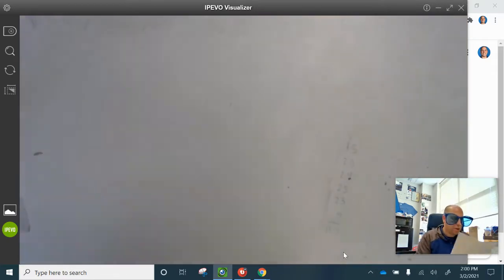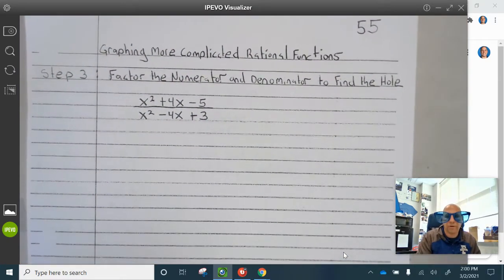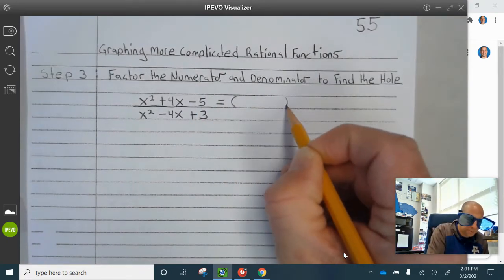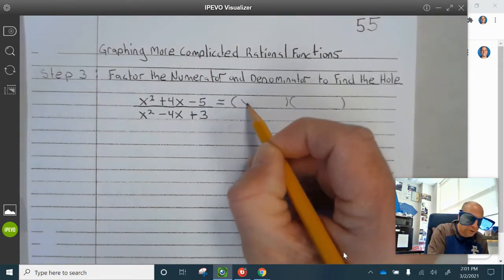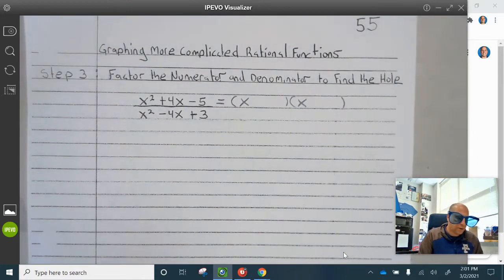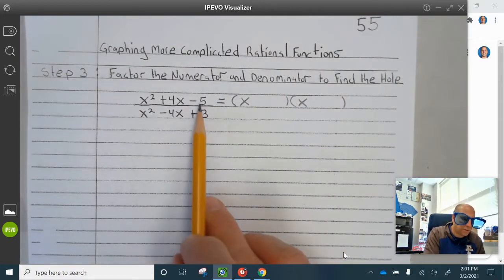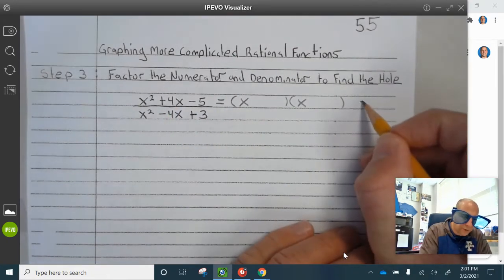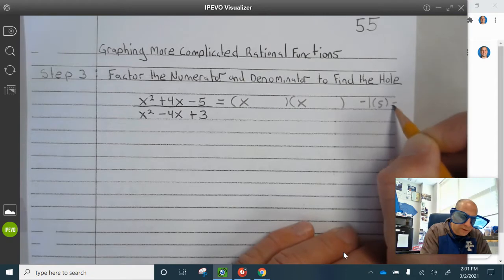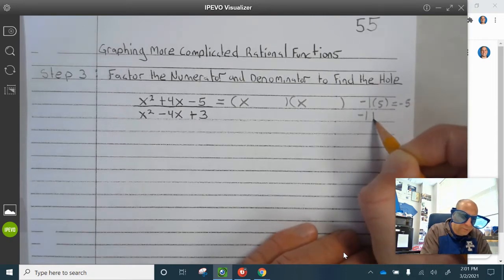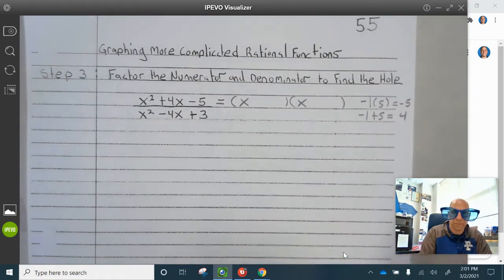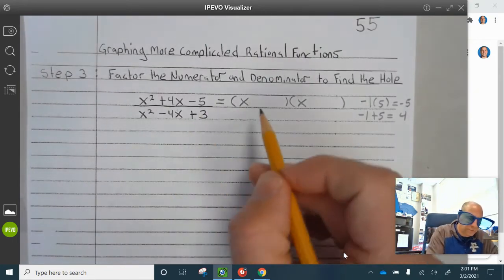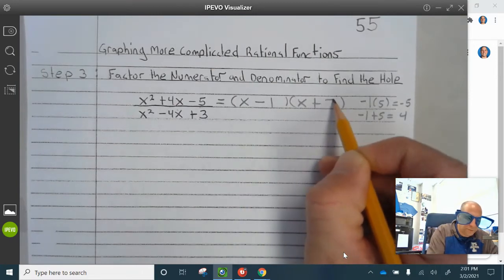Okay? Now, factor the numerator and denominator to find the hole. So we know 2 parentheses. Okay? We know x and x. Now we ask ourselves, what multiplies to give you negative 5 and combines to be 4? Okay, so since the middle number is positive, the bigger number is positive. So negative 1 times 5 is negative 5. Negative 1 plus 5 equals 4. So our factors are x minus 1, x plus 5.